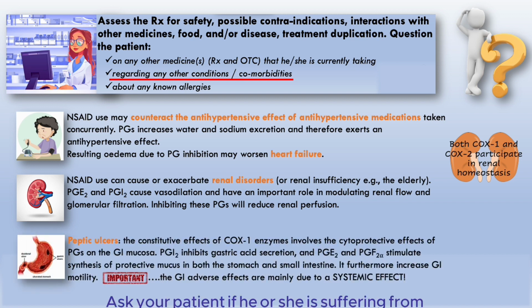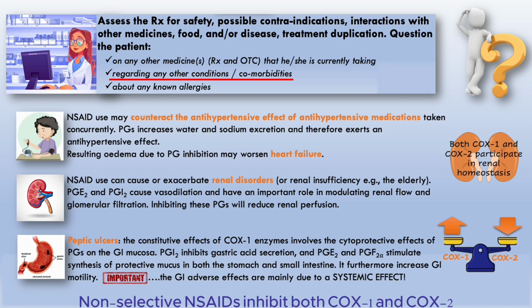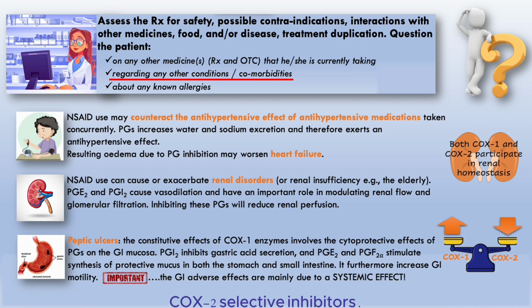Ask your patient if he or she is suffering from peptic ulcers. It is always good to advise patients to take NSAIDs with food to reduce the local effect on the GI mucosa, but the GI adverse effects are mainly due to a systemic effect. Remember, COX-1 enzymes are constitutive, and prostaglandins exert a cytoprotective effect. Non-selective NSAIDs inhibit both COX-1 and COX-2 and have more adverse effects when compared to COX-2 selective inhibitors.